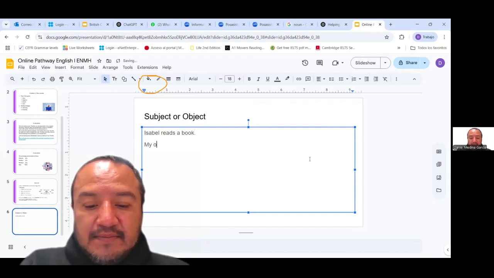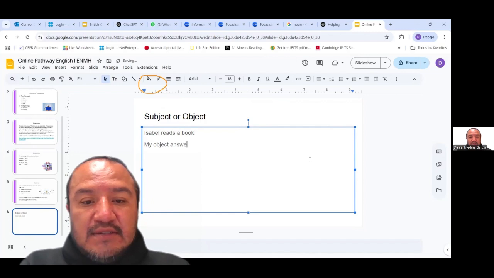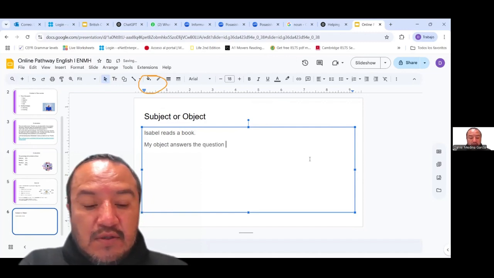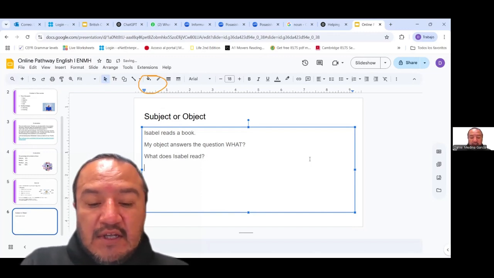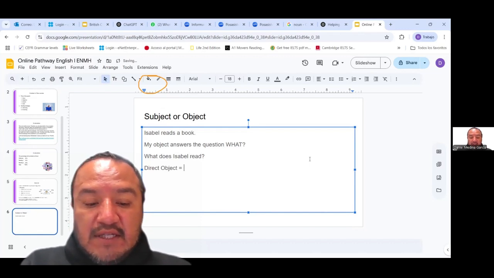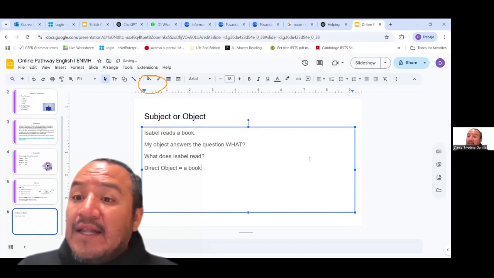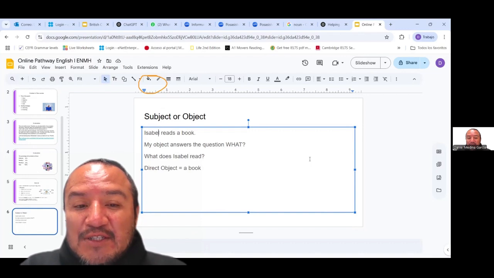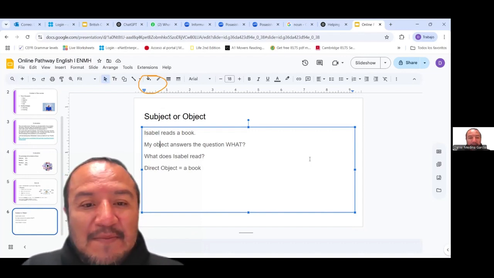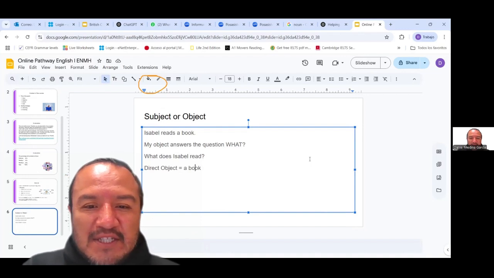My object answers the question, what? Okay, so I say, what does Isabel read? What does Isabel read? This is my direct object. Direct object. Okay, so we say that Isabel reads a book. The subject is easier because the subject is the one that makes the action. The subject is the one that starts or performs the action. She does it, no?